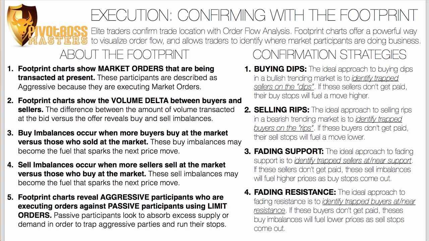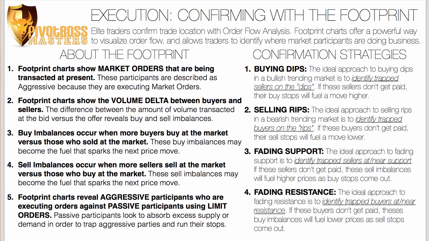And a buy imbalance occurs when there are more buyers that buy at the market versus those who sold at the market at that price. And these buy imbalances may become the fuel that sparks the next move. Same thing, sell imbalances occur when more sellers sell at the market versus those who buy at the market. And that leaves behind a sell imbalance. And this may become the fuel that sparks the next move, especially depending upon where it may be in the chart. What's great about a footprint chart is it reveals where the aggressive participants are doing business. Where are they executing these orders?